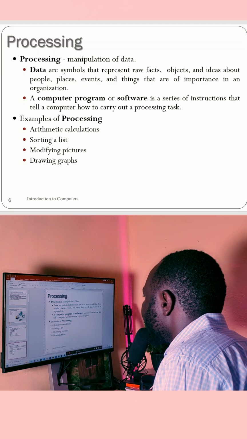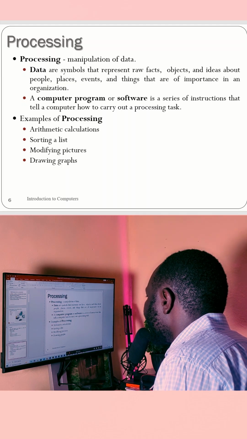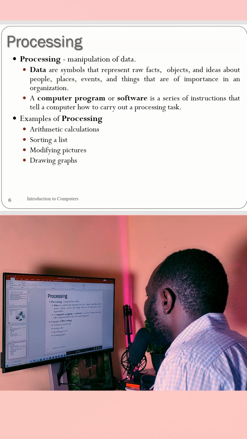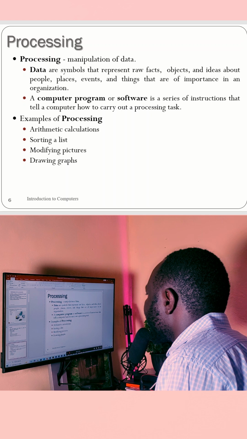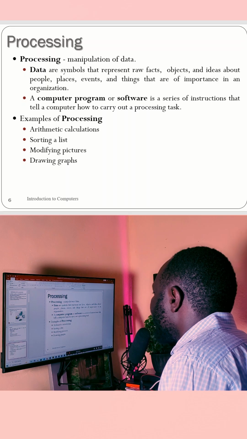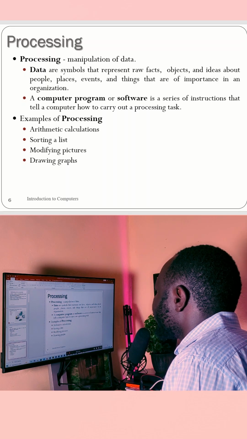They get the pictures, modify them. After modifying them, they post them. So picture modification, this is a topic we understand very well when it comes to the Gen Zs. Then drawing graphs. These are some of the examples of the processing that takes place in the computer.